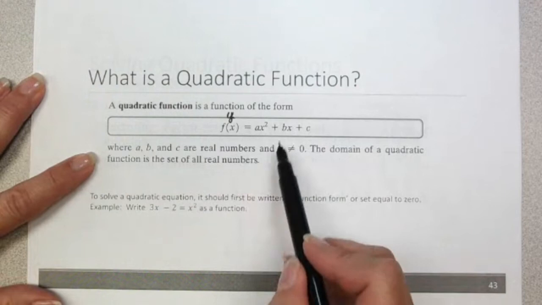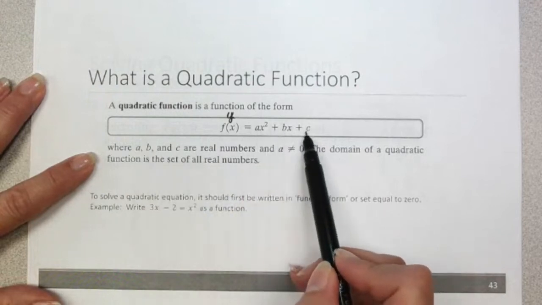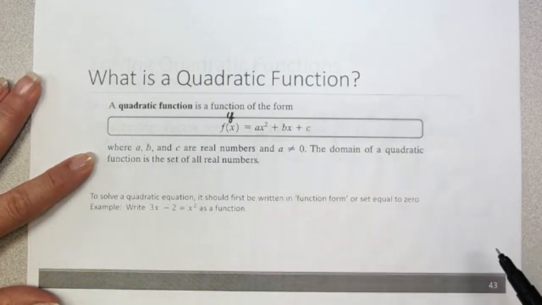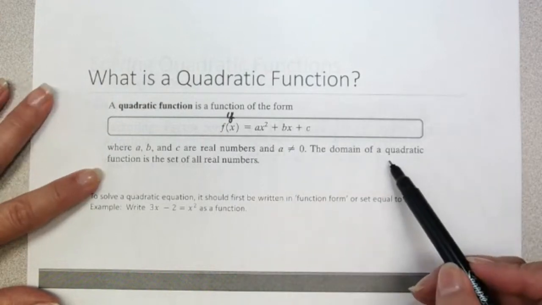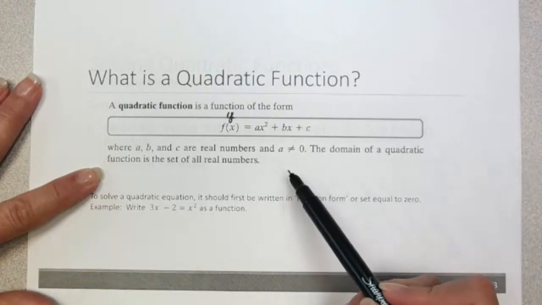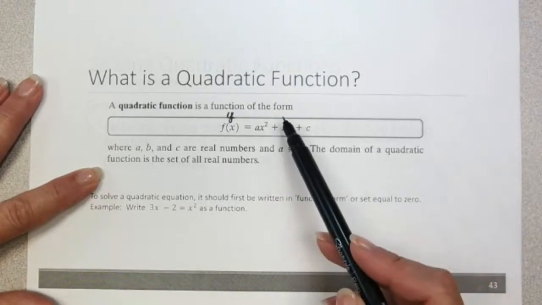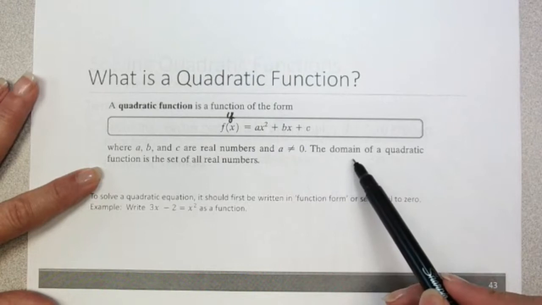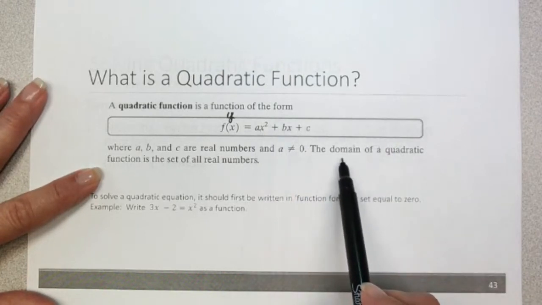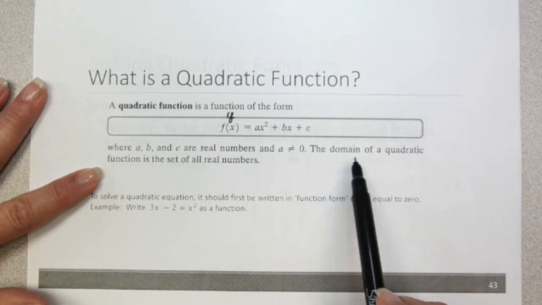A few qualifications on this: a, b, and c need to be real numbers, and a cannot equal 0. Just a note, the domain of a quadratic function is the set of all real numbers. So there are no limitations on the domain of a quadratic function. Recall that the domain is all the values that x can take on, or all the values that the independent variable can have.